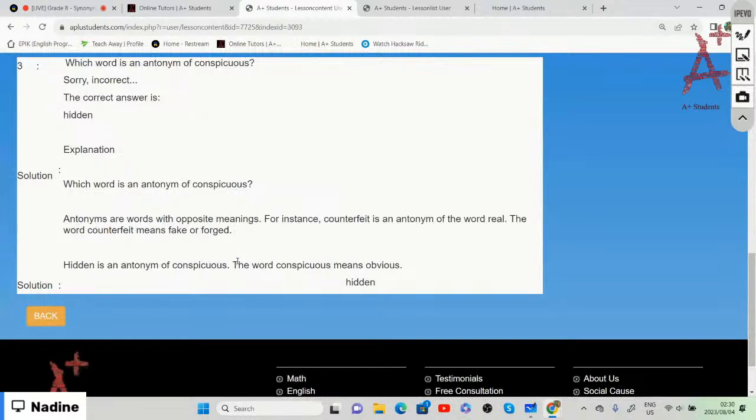Conspicuous. We need to find the antonym, or opposite in meaning, of conspicuous. And conspicuous means obvious. Right? So obvious, which means that the opposite of conspicuous is hidden.